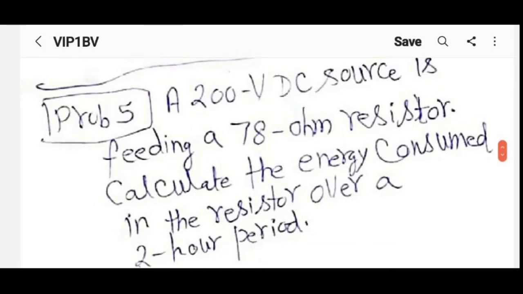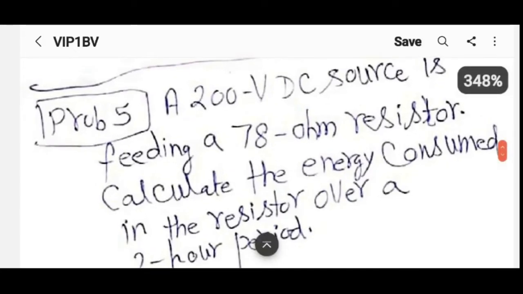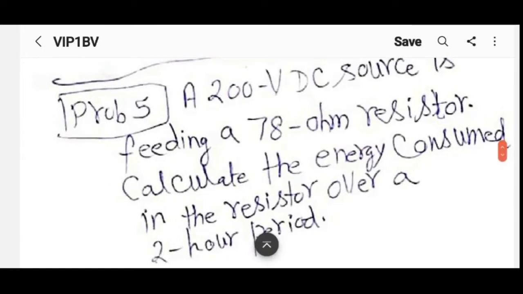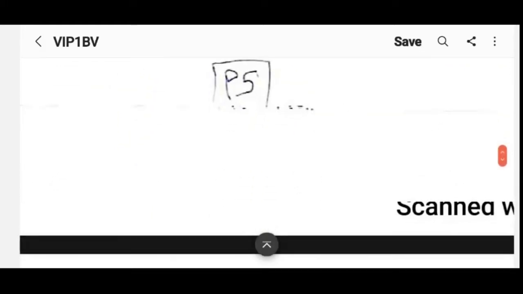So here the question again is about energy. A 200 volt DC source is feeding a 78 ohm resistor. Calculate the energy consumed in the resistor over a 2-hour period. Again, it's not that difficult. Now they have not asked the answer in kilowatt hour or joule, so you can do either way. The first thing to do is to calculate the power consumed in the resistor. So 200 volt divided by 78 ohm will give you the current. And then you can use the I square R formula to get the power. That's step number one.